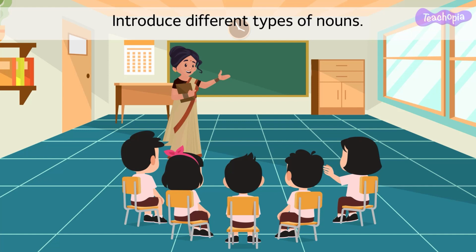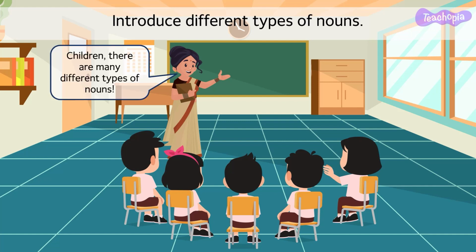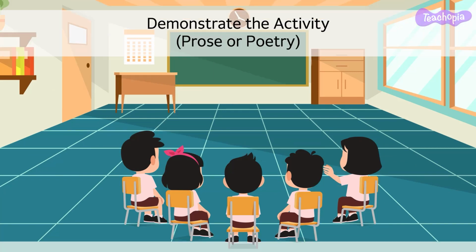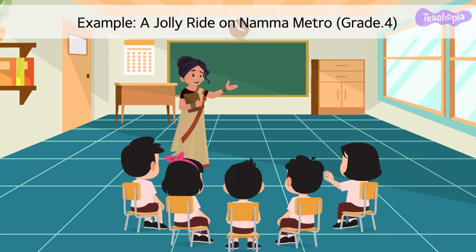types of nouns. Children, there are many different types of nouns. Demonstrate this with an activity. First, pick a suitable prose or poetry chapter that learners are familiar with. Let us use the chapter A Jolly Ride on Namma Metro from grade 4 as an example.